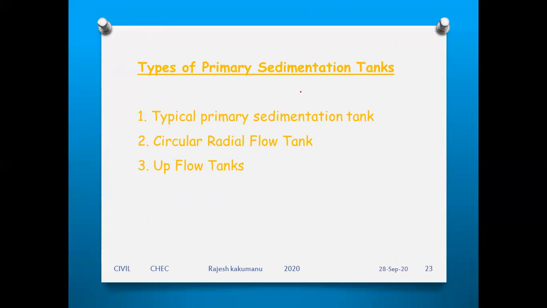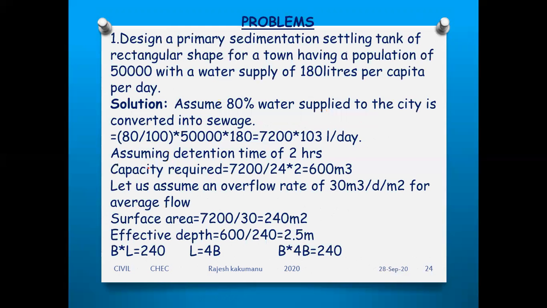Next one is types of primary sedimentation tanks. The first one is the typical primary sedimentation tank. The second one is the circular radial flow tank. The third one is upflow tanks. We are not going to discuss all of these. Just for the types, we have to write these types. First one is upflow tank, second one is circular radial flow tank, third one is the typical primary sedimentation tank.